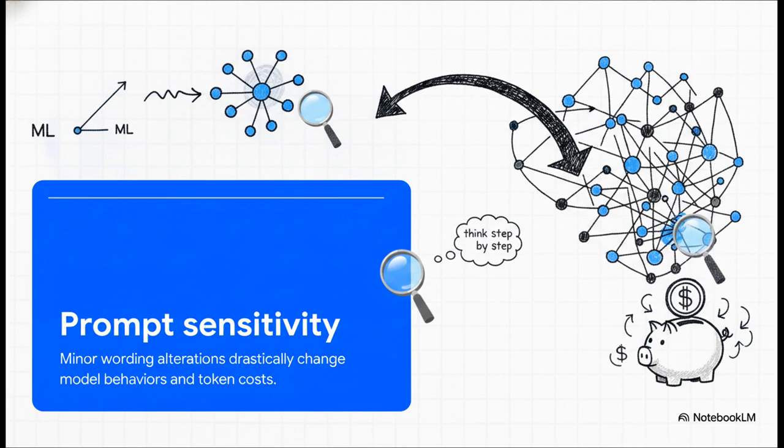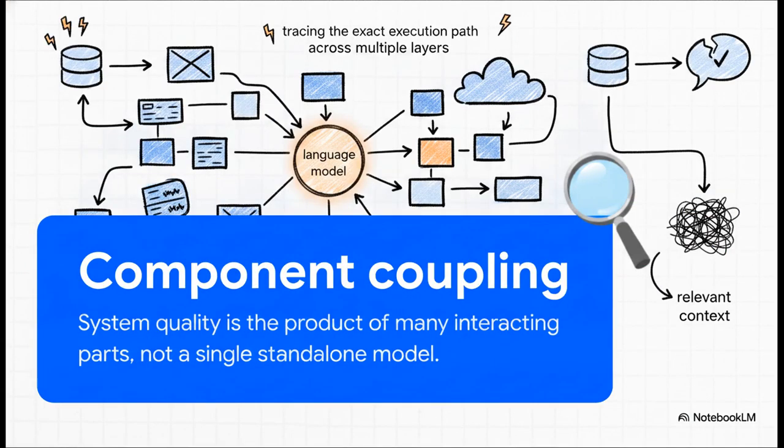And here is the kicker. Not only does it change the behavior, but it vastly increases the number of tokens generated, meaning a one-word change can literally double your monthly inference bill overnight. Third, we have multi-component coupling, which brilliantly illustrates the new complexity. Let's say you're running a retrieval augmented generation, or RAG pipeline.